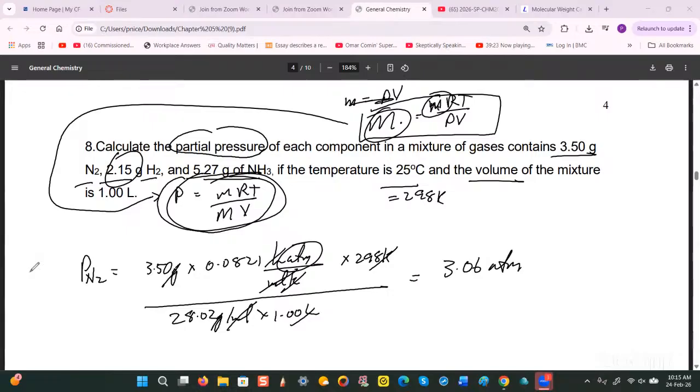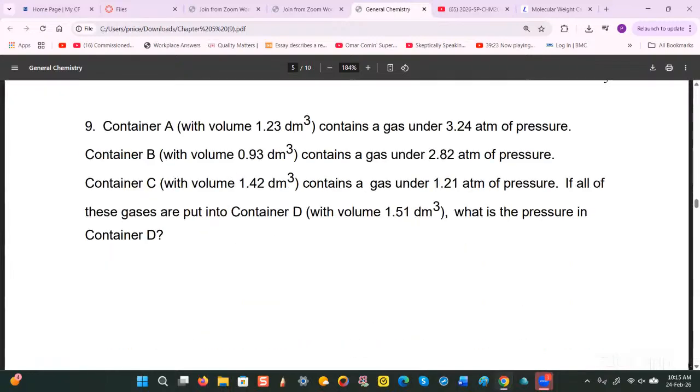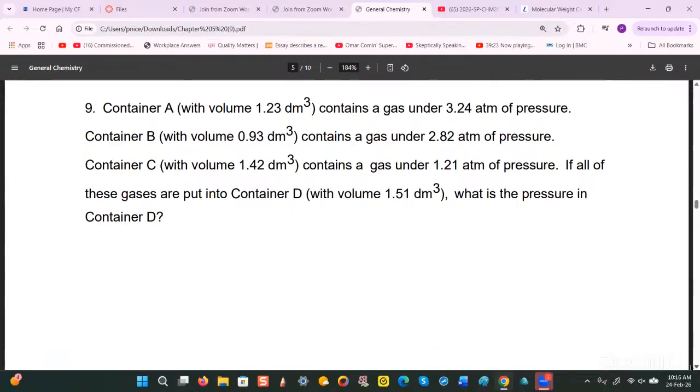So I'm just going to move on to question number 9. Let me clear this here. And question number 9 now. This one is a combination of 2 laws that we'll be employing in this question. One law is one that we discussed earlier, which is Boyle's law, P1 V1 is equal to P2 V2. But there's another law known as Dalton's law, which deals with gaseous mixtures.